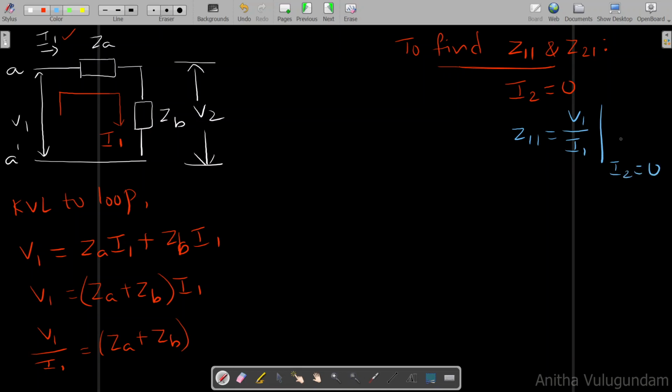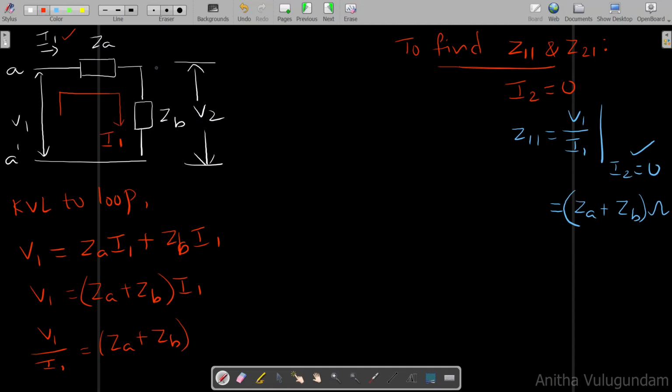While writing this equation, you should not ignore this condition part. You must write this condition part. Z11 equal to ZA plus ZB ohms, because this is impedance.